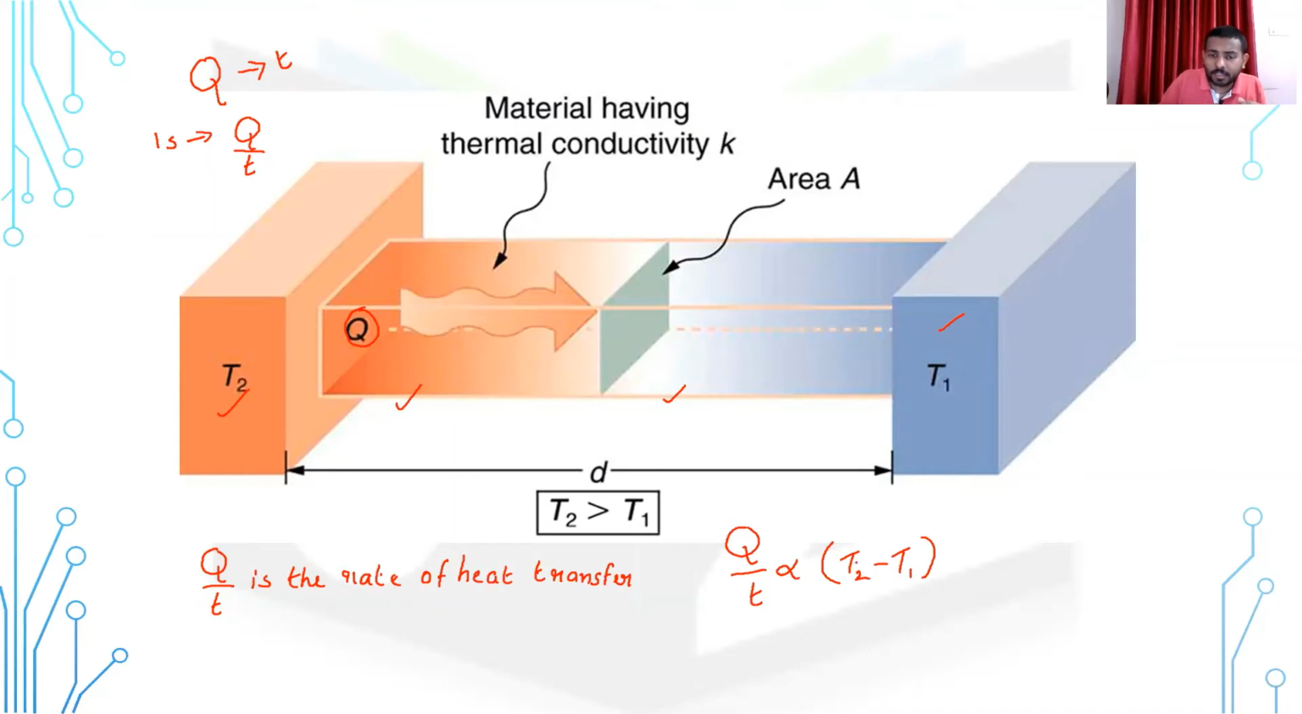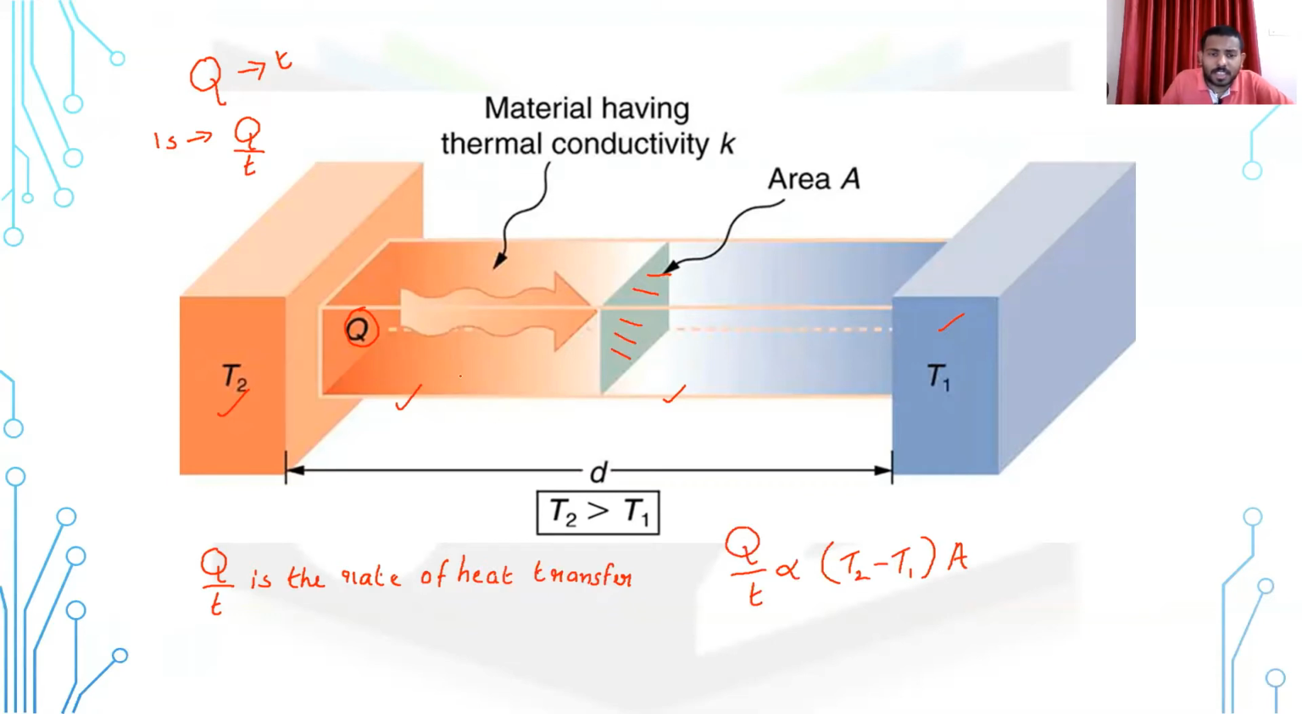Another factor that affects the rate of heat transfer is the cross-sectional area A of this material placed between these two temperatures. If we have a material with more cross-sectional area, the rate of heat transfer will be more. For example, if you touch an ice cube with your finger, you will feel less cold. If you touch the ice cube with your hand, you will feel more cold. Why is that? Because the rate of heat transfer will be more when the area is increased. So Q by t is also directly proportional to area.